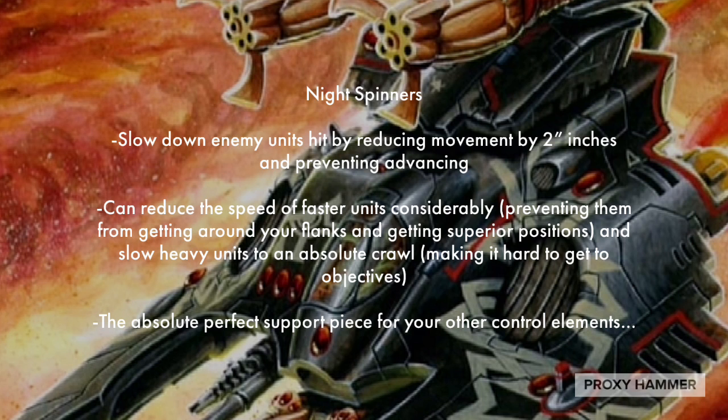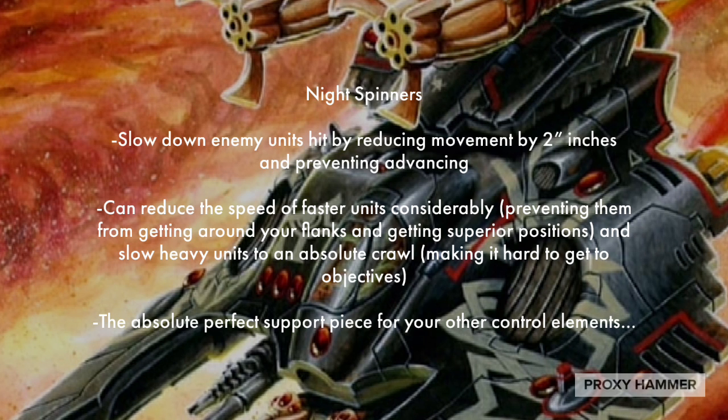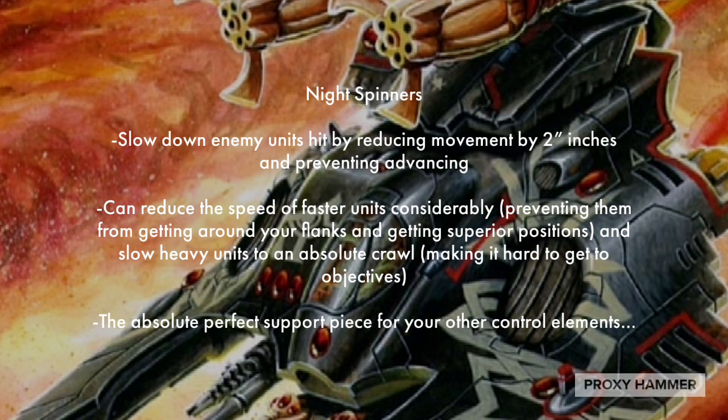So unless your opponent has some kind of dark obscuration ability, yes, I'm looking at you, Abaddon, your Night Spinner is going to be slowing that unit down to a crawl and making it impossible for them to get onto objectives quickly. Which again is just victory points in your pocket. Because it means your opponent is going to have to divert other faster forces to be able to take that center objective. And guess what? Those faster forces are not going to be nearly as tough and will be easy to pick off for the rest of your army. Due to this, the Night Spinner makes the absolutely perfect support piece for your other control elements. It makes their job a lot easier and a lot more manageable.